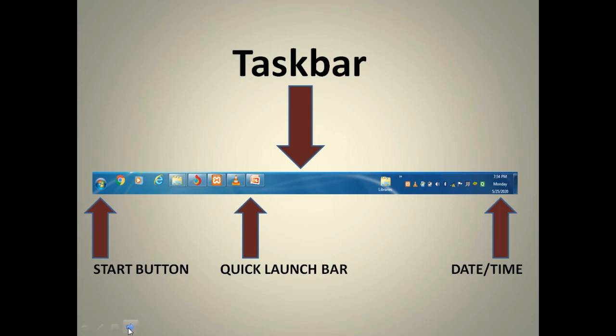Taskbar: at the bottom of the screen, the long horizontal bar you can see, that is known as taskbar. In the taskbar you can see the start button, date and time, and quick launch bar. These are the options available in a taskbar.